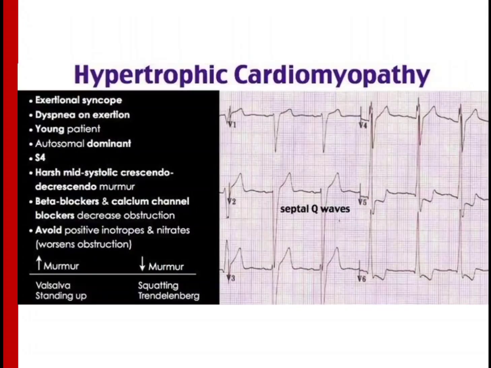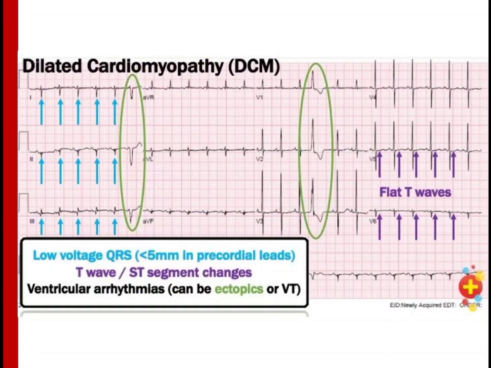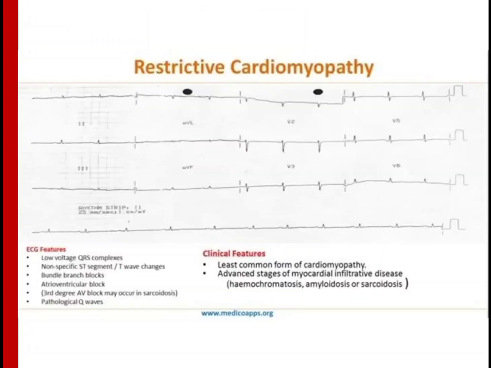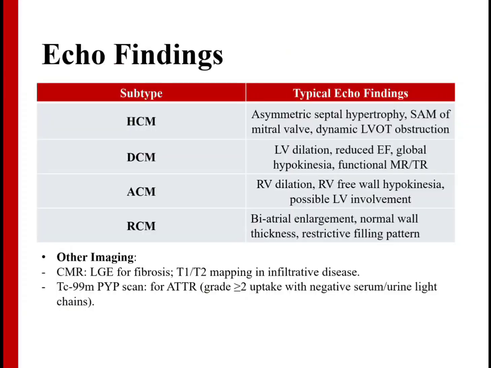Here you can see the classic septal Q waves in hypertrophic cardiomyopathy. You can also see the flat T waves and the low voltage QRS and so on in dilated cardiomyopathy. You can see the epsilon wave after the QRS in arrhythmogenic cardiomyopathy. And here's how restrictive cardiomyopathy looks. Very low voltage QRS with some conduction delay, especially it might be seen in sarcoidosis, third degree atrioventricular block.